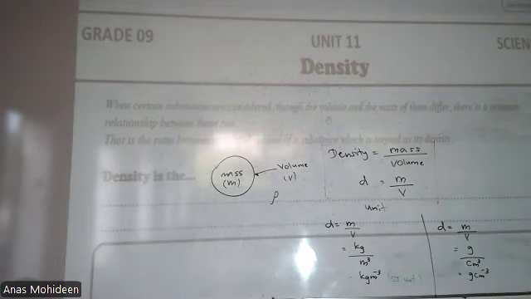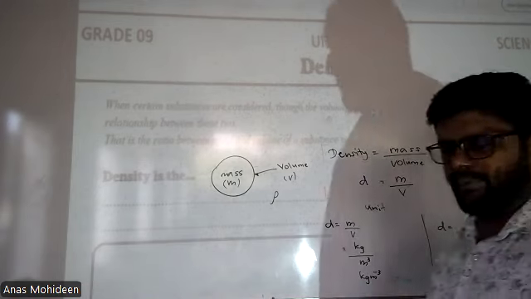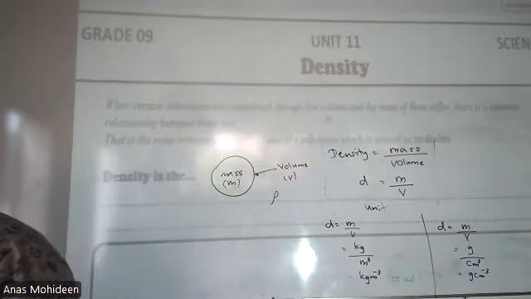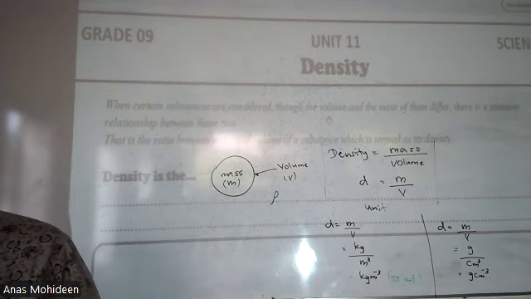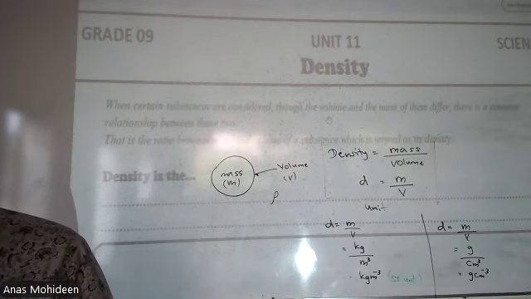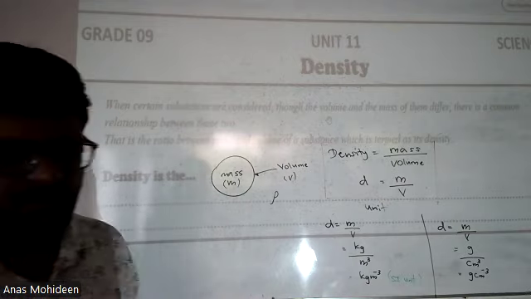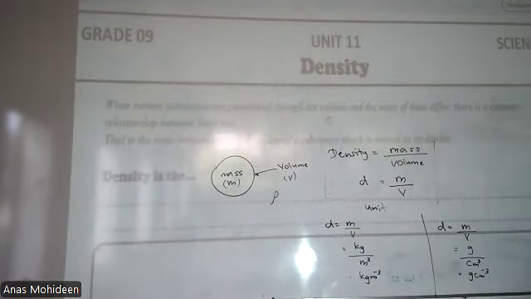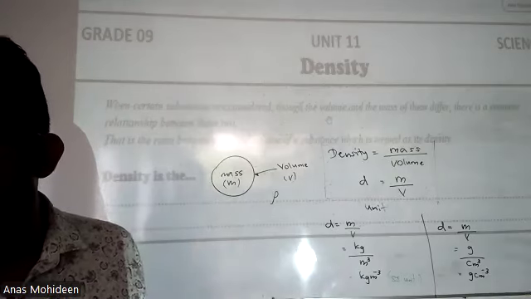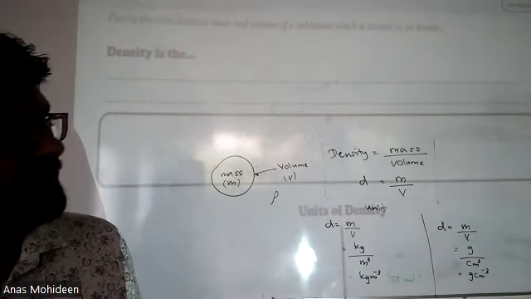Okay, let's try it there. Density, right? Density is the mass per unit volume of an object. Mass per unit volume of an object. Okay. Or we can say it is the ratio between the mass and volume. Okay, in that way also we can.